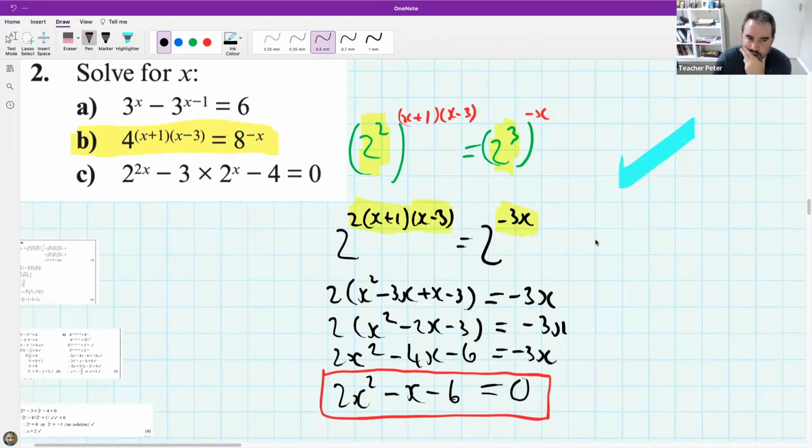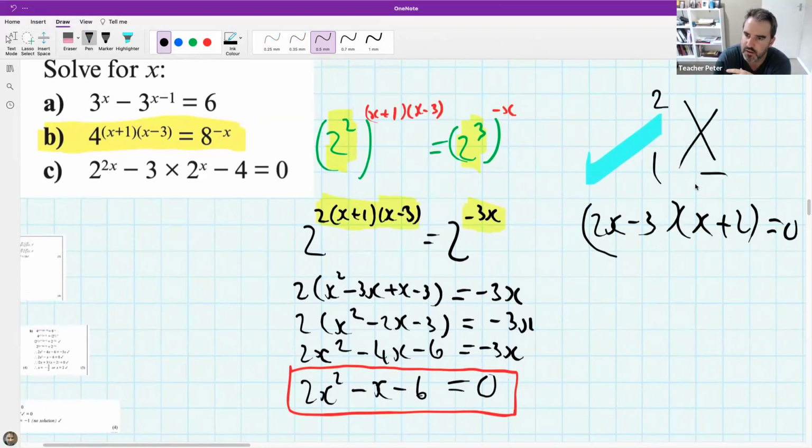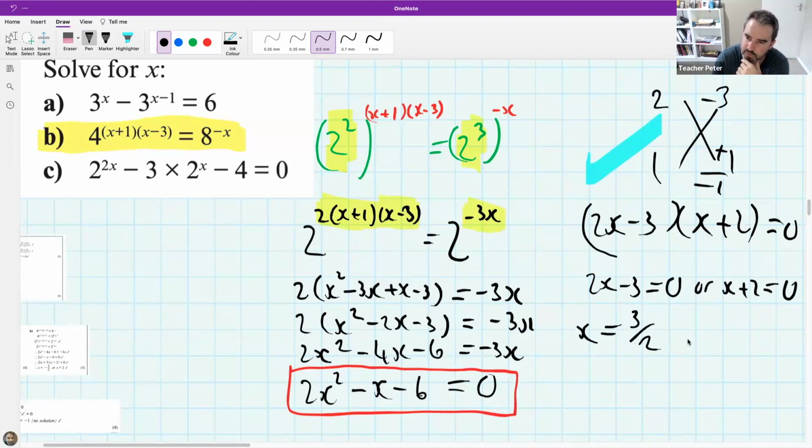When I simplified it, I got 2x minus 3 and x plus 2. I'm not sure if that's correct. It's 2x squared plus x minus 6. So I would, let's just check. So 2 and 1, minus 1. And now we got 3. We need to get to minus 1. So 3 and 1. This is going to be a plus. This is going to be a minus. Yes. So 2x minus 3, I agree with you. And now we know 2x minus 3 is 0, or x plus 2 is 0, which means x is 3 over 2, or x is minus 2.